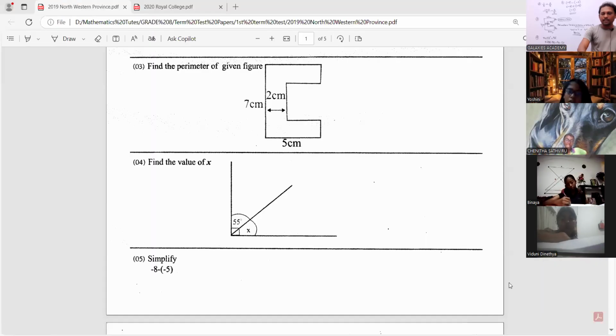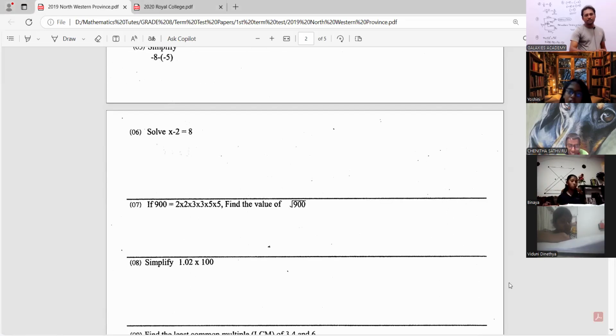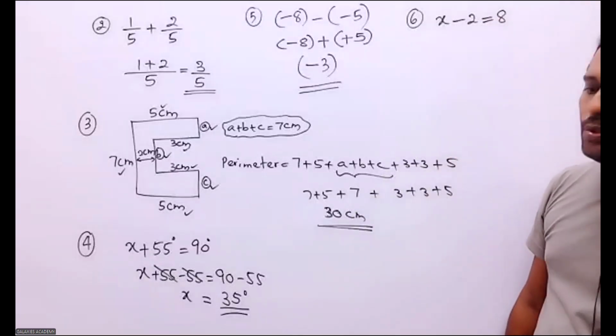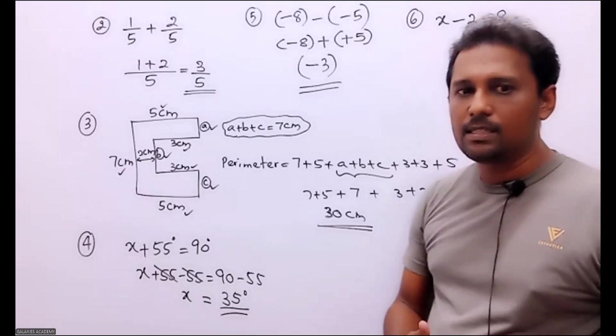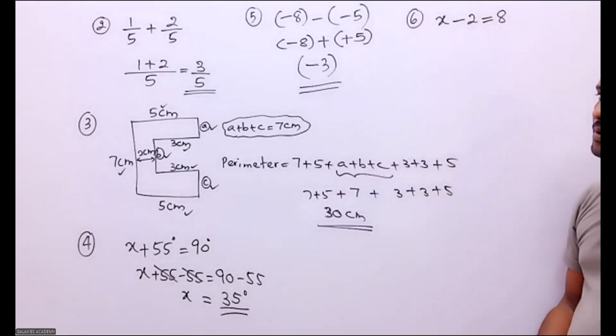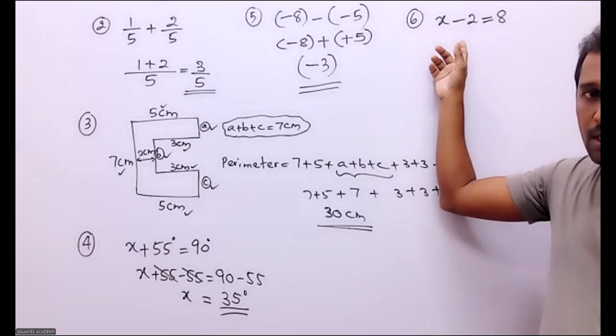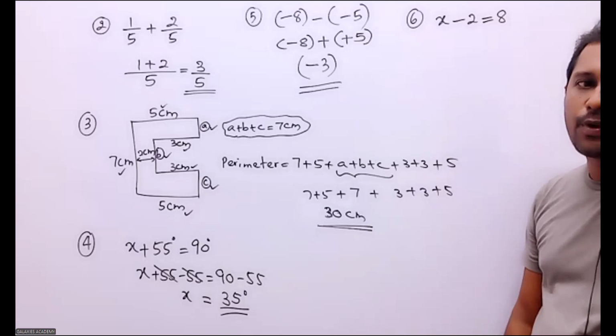Right. Then we can go to the next, question number 6. Question number 6 is given the simple equation x minus 2 equal 8. When you solve simple equations, what do you have to do? You check which one you have to find. In this question, you have to find x. Then you check what the other terms on the x containing side are. You can see minus 2. So this minus 2 you have to remove from this side.